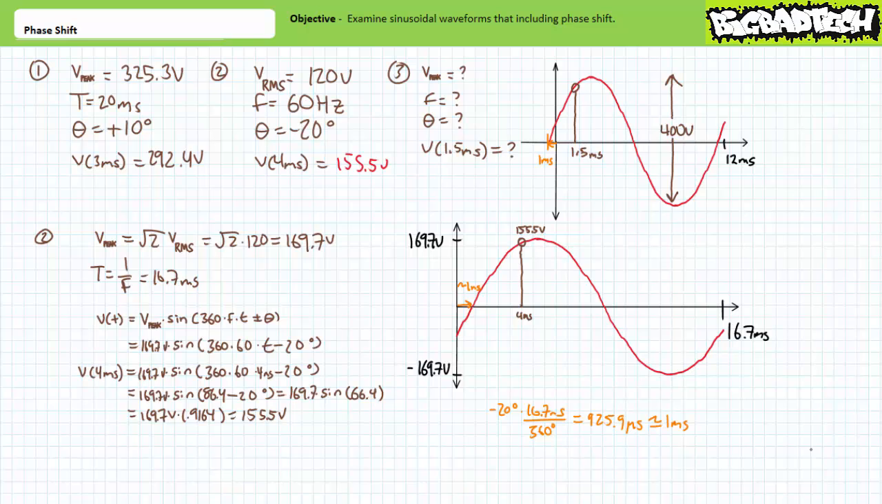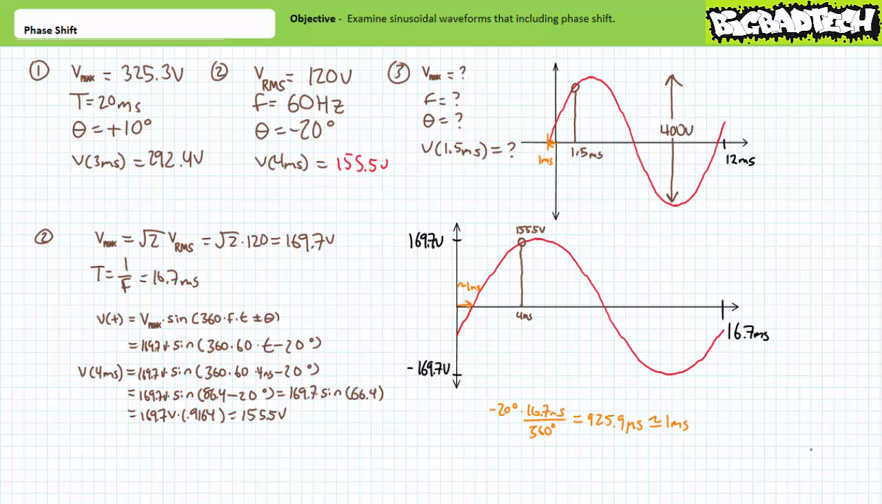Hopefully you did not fall into this trap. Peak value is always greater than RMS. A frequency of 60 Hz corresponds to a period of approximately 16.7 milliseconds. A phase shift of negative 20 degrees means it'll be shifted 20 degrees to the right, or behind.